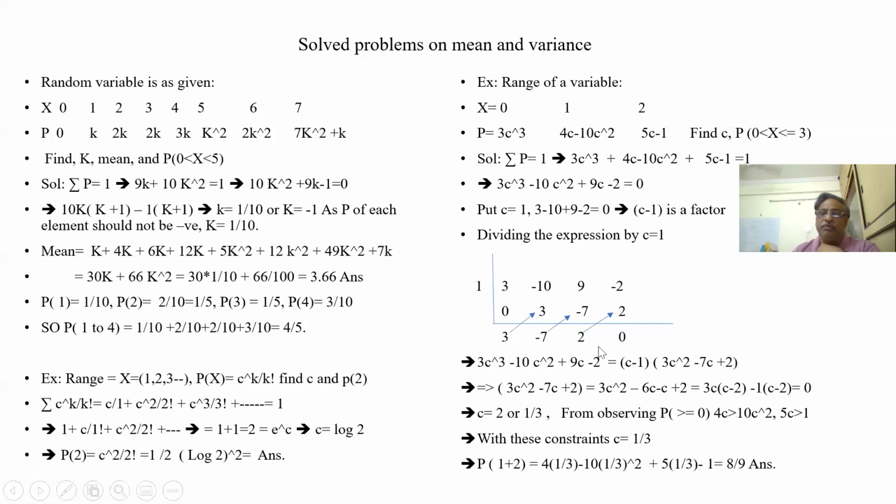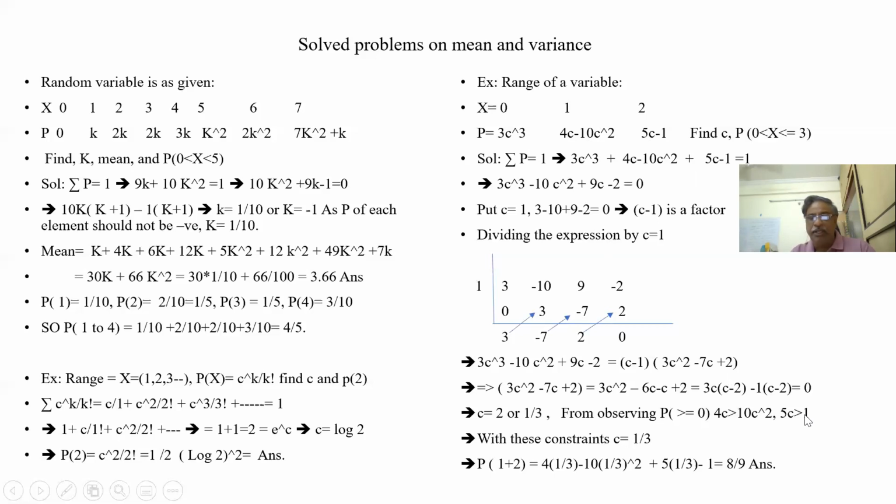So we have to check: the sum is 1 and each probability should not be negative. So these are the two conditions with which this probability is defined. So 2 is not applicable here. Here this is plus, this is also plus, but this is becoming minus. See, from the range, observing P should be greater than 0. So that means 4c should be greater than 10c square and 5c should be greater than 1.